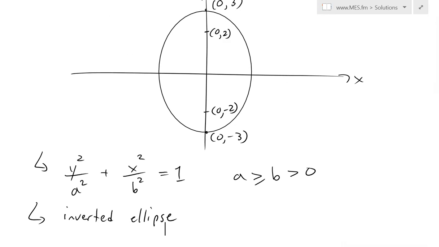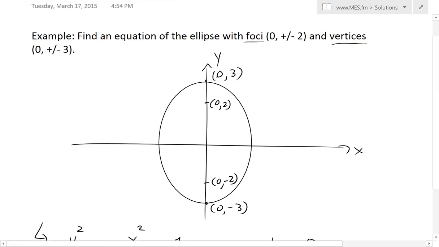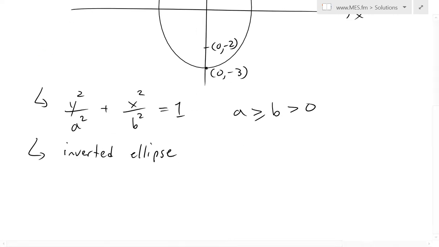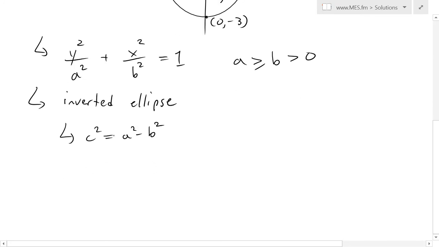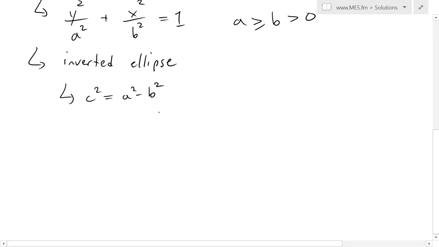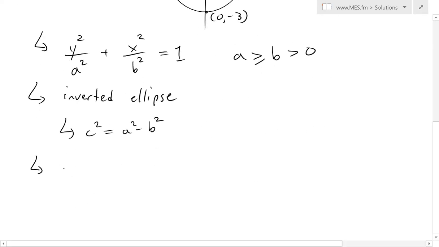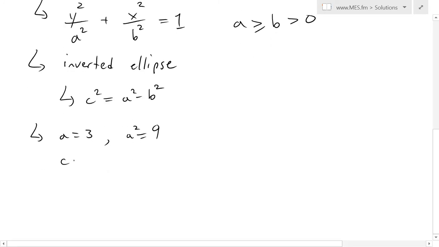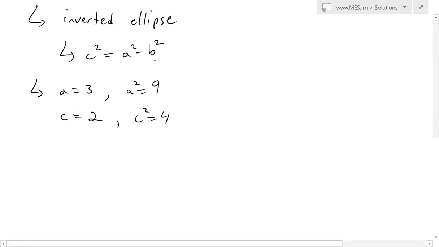So now in this case, like I showed in my earlier videos, the vertices are at (0, ±a), and the foci are at (0, ±c). And we also know that c squared equals a squared minus b squared, and this is also shown in my earlier videos. So we know that in this case a is equal to 3, so a squared is equal to 9, and c is equal to 2, so c squared is equal to 4. So now we just need to solve for b.